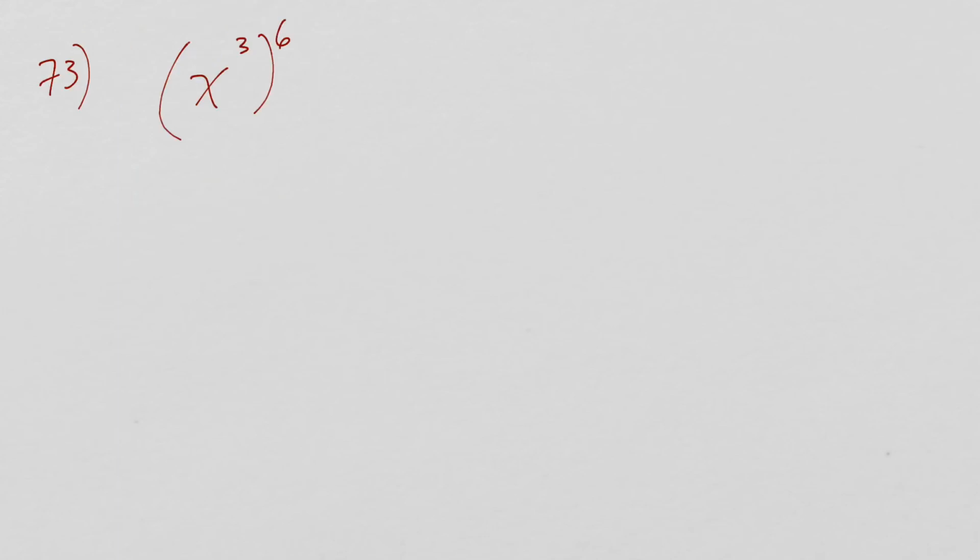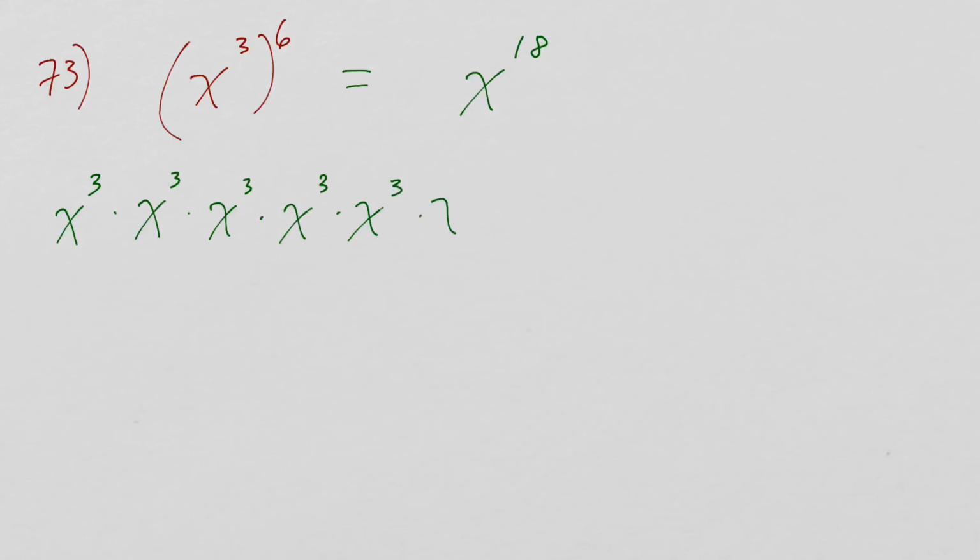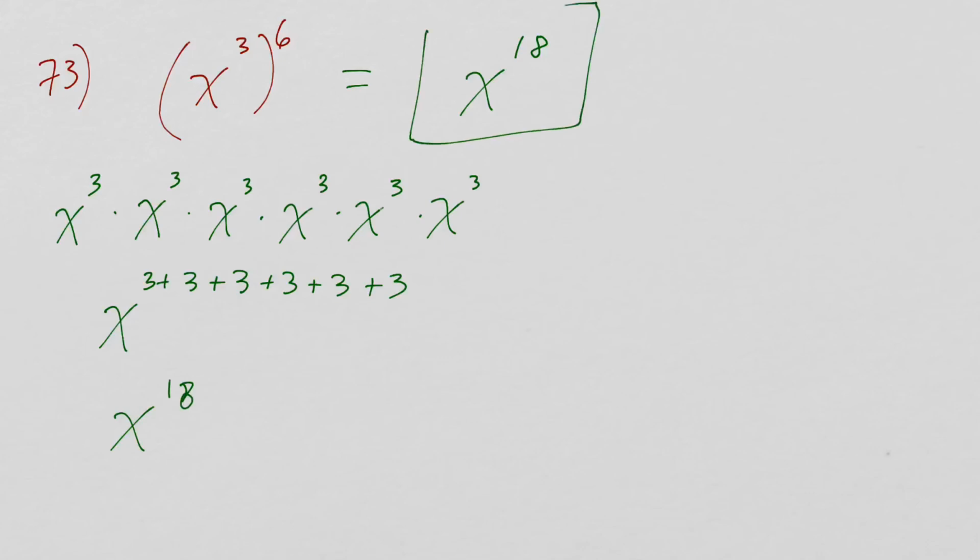Okay, when you're bringing an exponent up to yet another exponent, the rule is that we multiply the exponents. The easy way to remember that is anything to the 6th power means it's times itself 6 times. And then you can clearly see that we could use the product rule here. 1, 2, 3, 4, 5, 6. So this is x to the same base, 3 plus 3 plus 3 plus 3 plus 3 plus 3, which is x to the 18th. You don't have to do all of that. We can just multiply those exponents together.